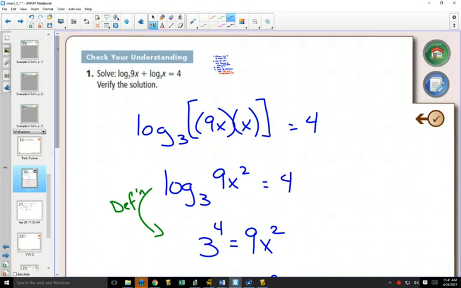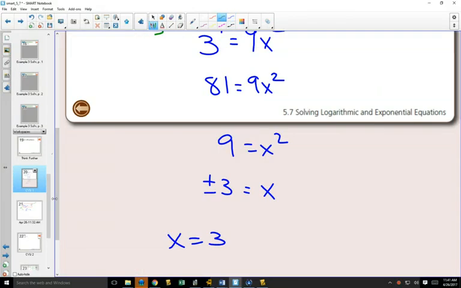I have log 3 of 27. Is 27 a positive number? Good. We don't worry about it. Here I have log 3 of 3. Is 3 a positive number? Good. So we go down to this one and we say, yes, I'm happy with that one because I didn't take any logs of negative numbers. I didn't take log of 0.